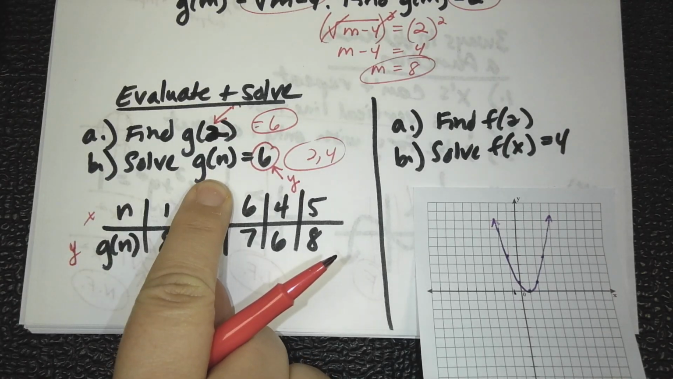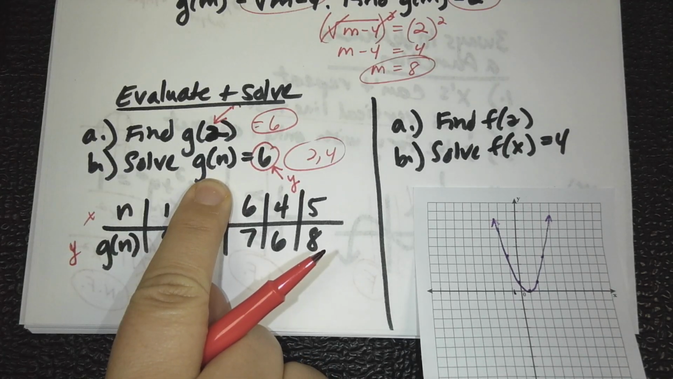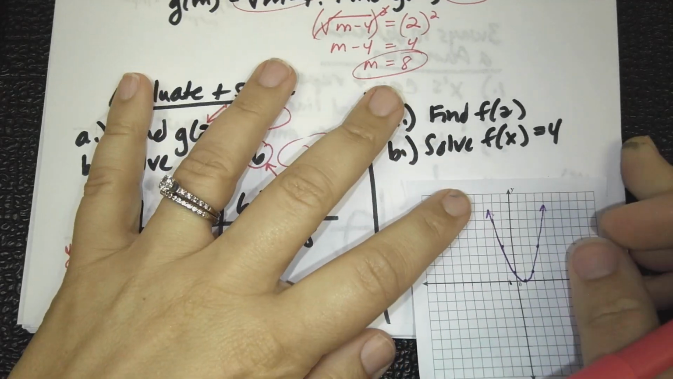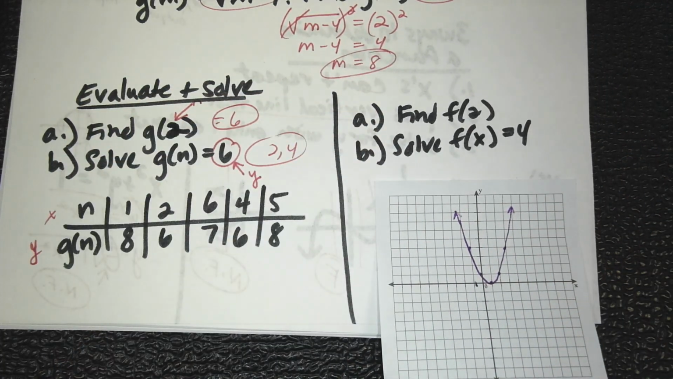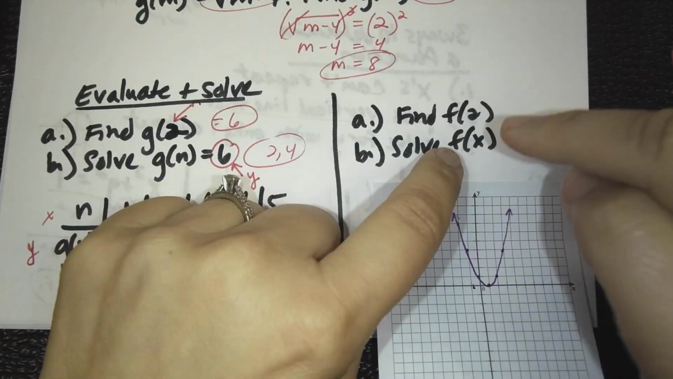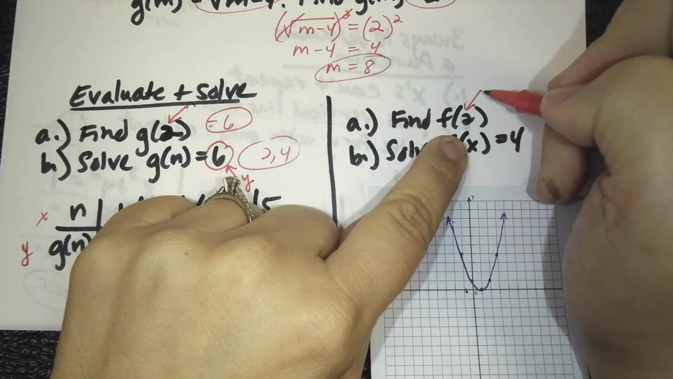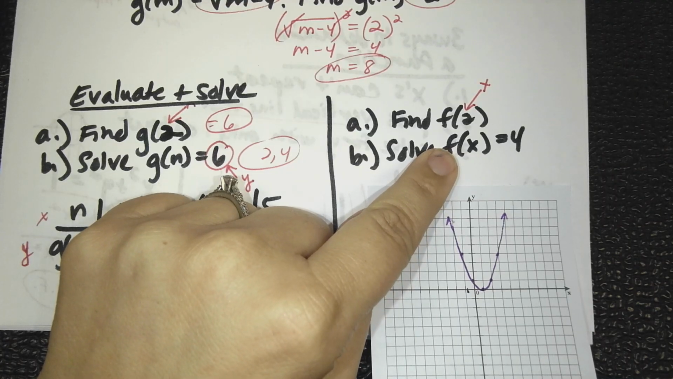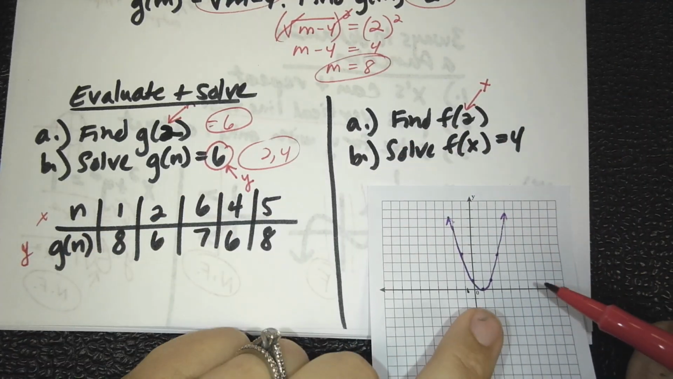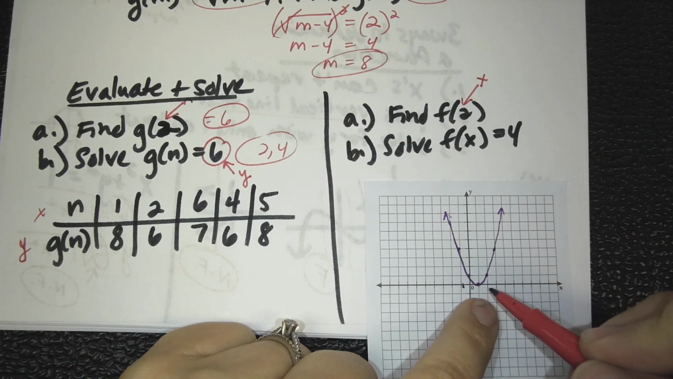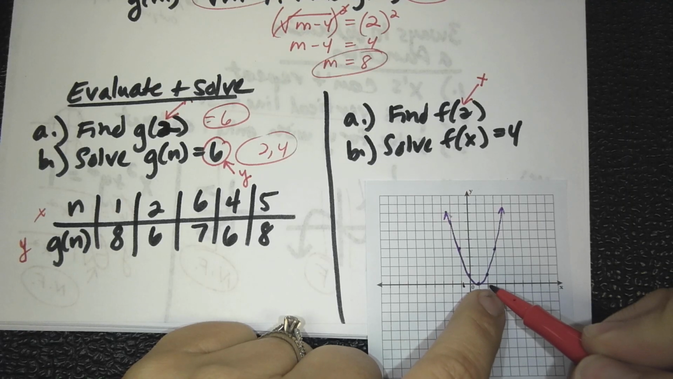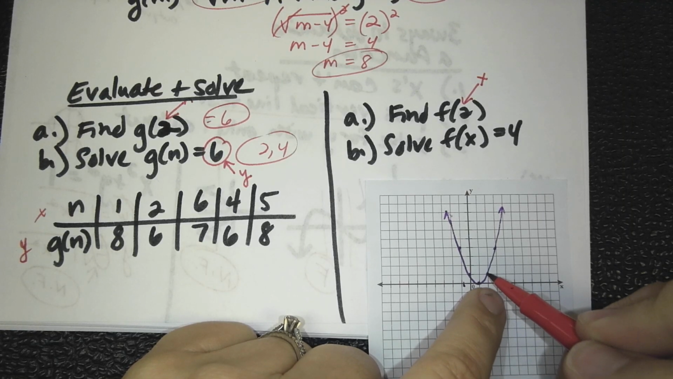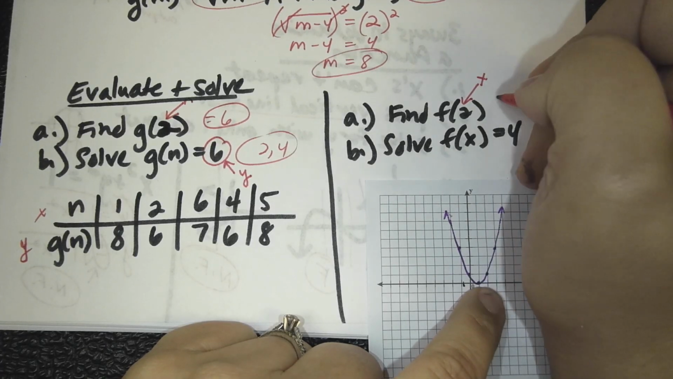Did they give me an X? Okay, I give them a Y. Did they give me a Y? Okay, I give them an X. Same idea is here. Don't freak out. Are they giving you an X or are they giving you a Y? What are they giving you here? An input in X, so you're going to give them a Y. So you're going to go to 2 on the X, and you're going to go up to the graph and give them the Y. What is the Y value right there? 1. That's the answer.